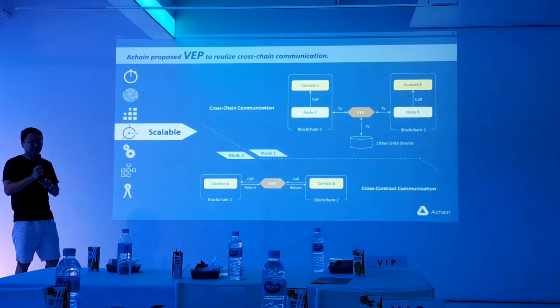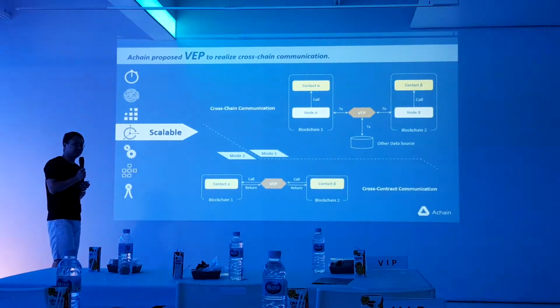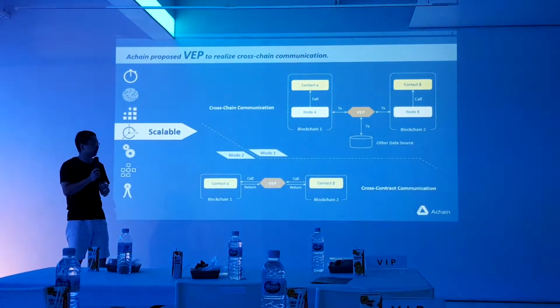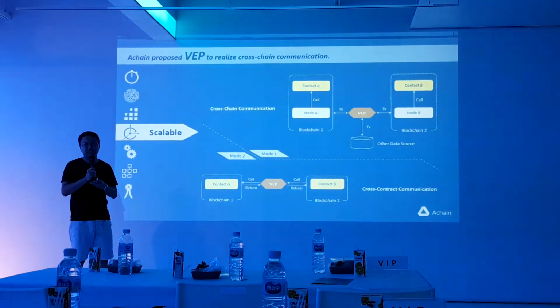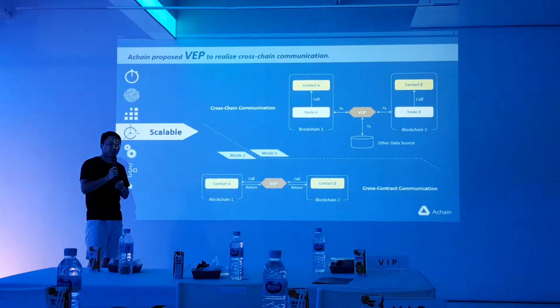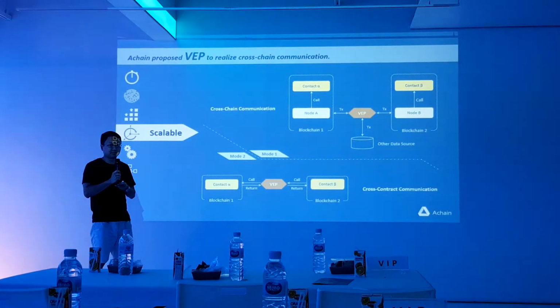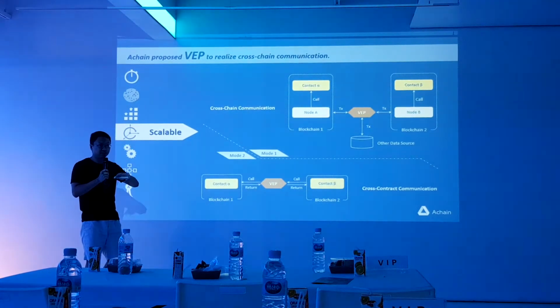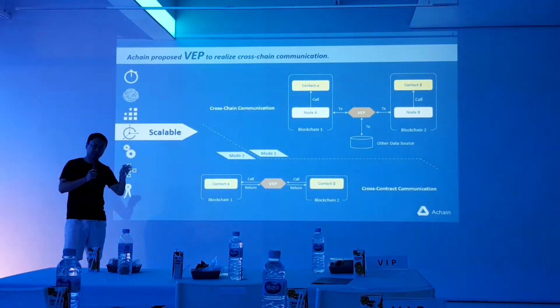Because today we saw a lot of blockchains in the world, maybe more than 2,000, maybe 3,000, but a lot of them are isolated and independent. But with Achain, we build a protocol to put them together and build a bridge to make their data transparent.